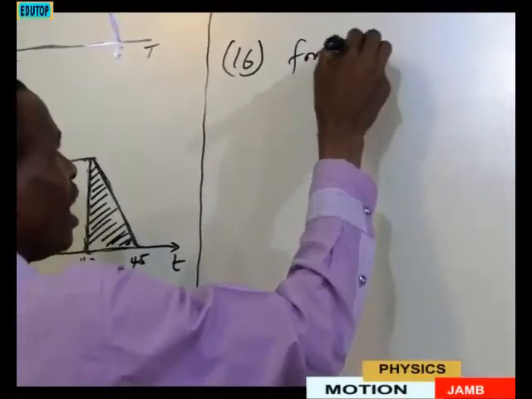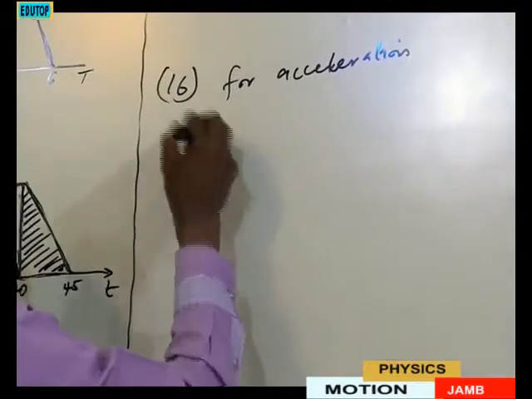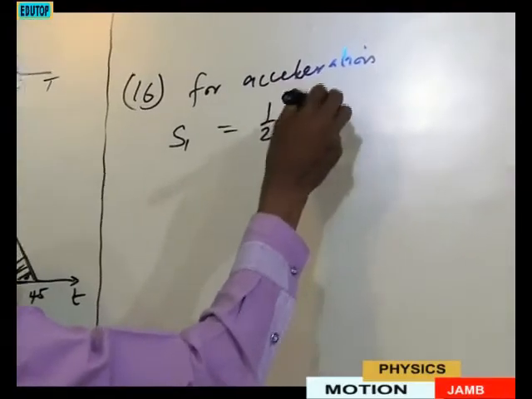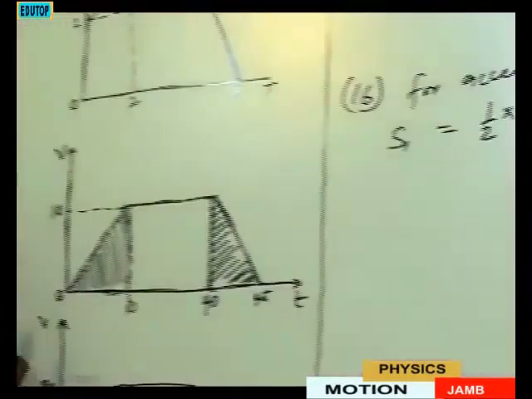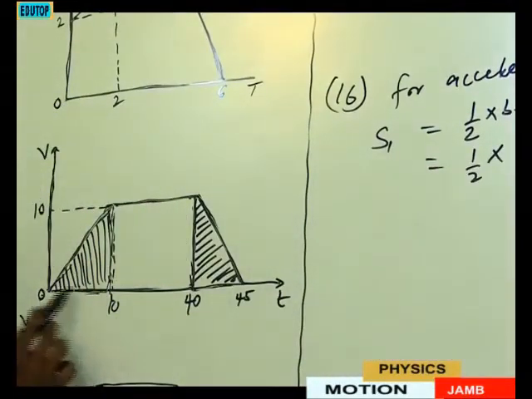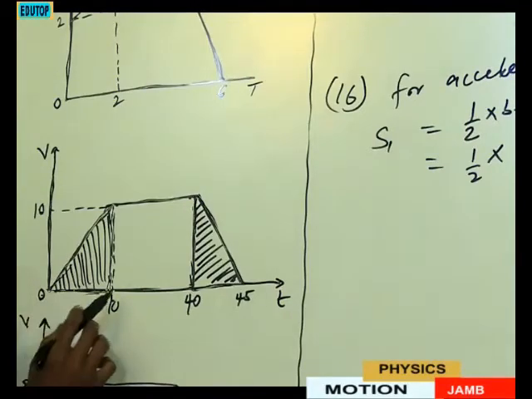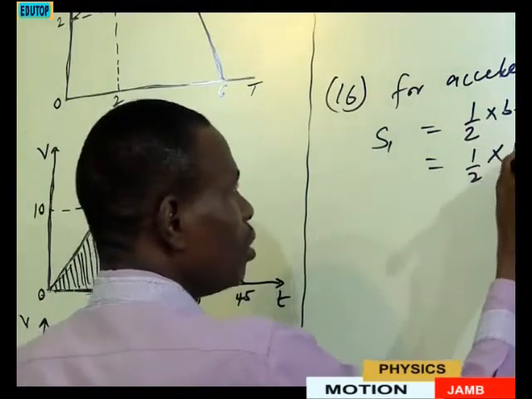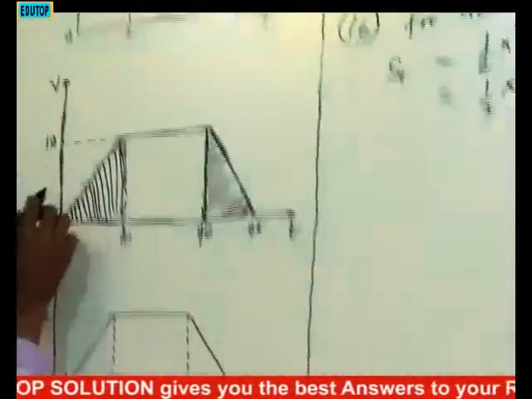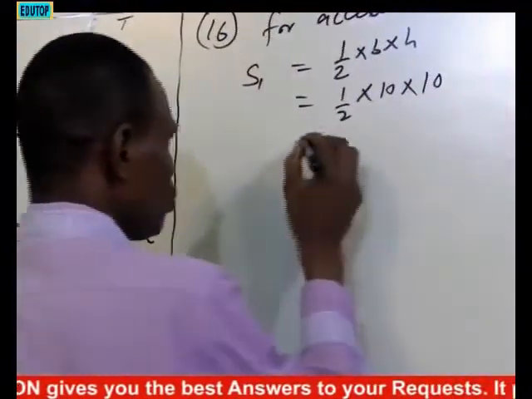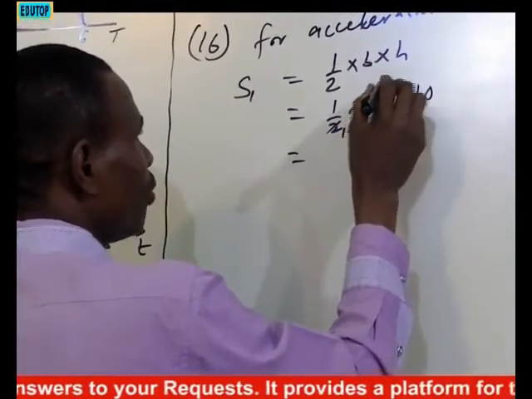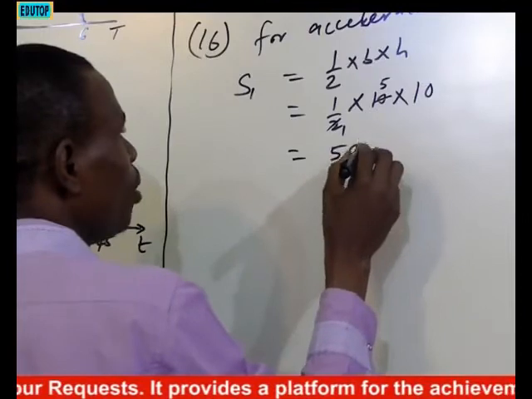For acceleration, the distance covered, call it x1, will be equal to half base times height, the area of this triangle, which is equal to half. The base will now be your time in between 0 and 10, which is going to be times 10. Then the height will be your velocity between 10 and 0, which is 10. Which is equal to, 2 here 1, 2 here 5. And what you are having is 50 meters.